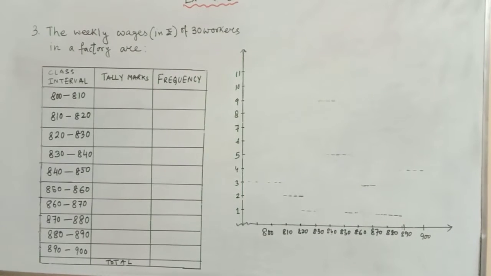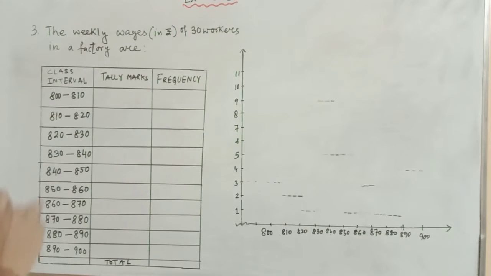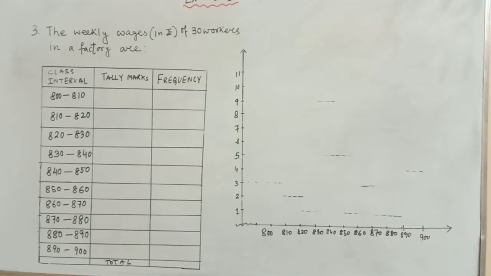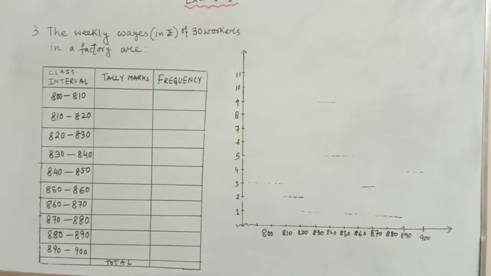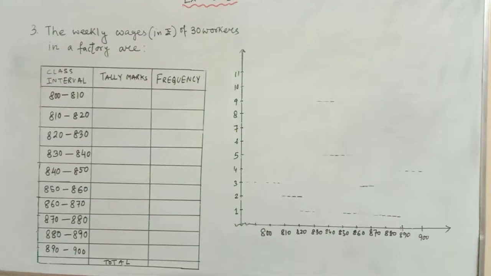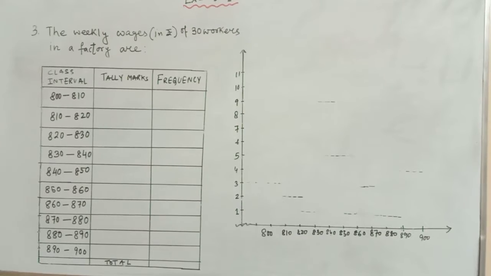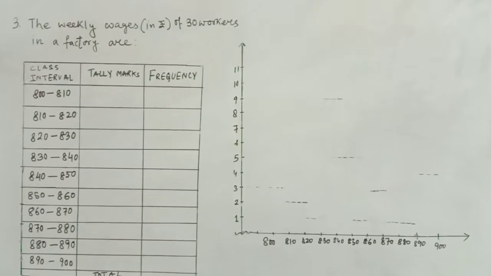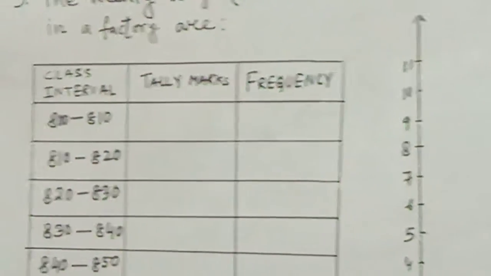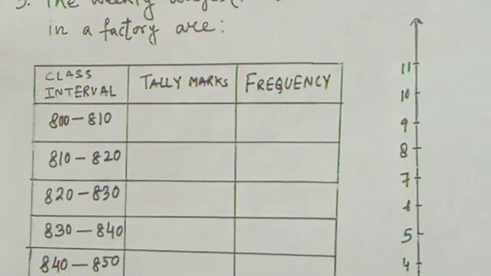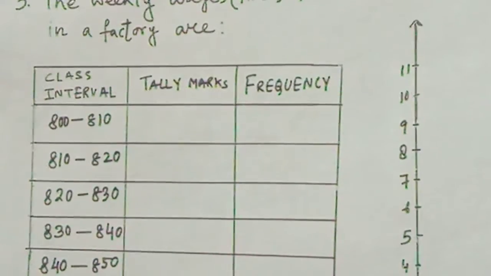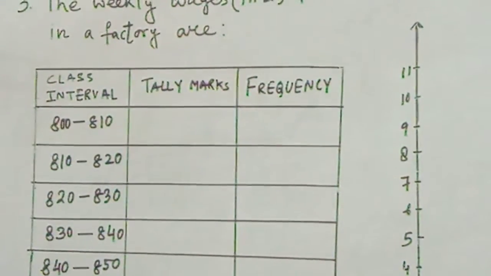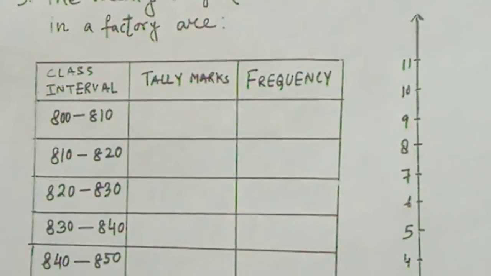As you know, we have to make a frequency distribution table for question number 3 and a histogram for question number 4. So for the frequency distribution table and the histogram, the class interval in this question is given as 800 to 810, 810 to 820 and so on. Whatever values we have seen in the question, we will arrange them in this order. We will find out the highest value, which is 900 from the given data.